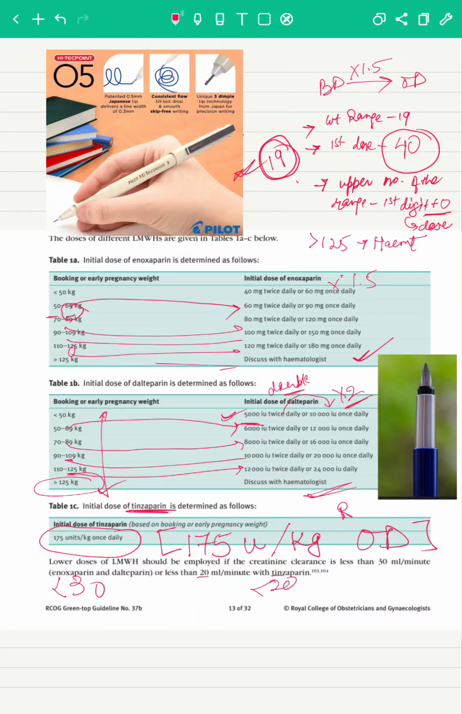So this in a nutshell is about the treatment doses of oral anticoagulants in pregnancy. In the next video, we will talk about the dose adjustment after the initial doses. Thank you.